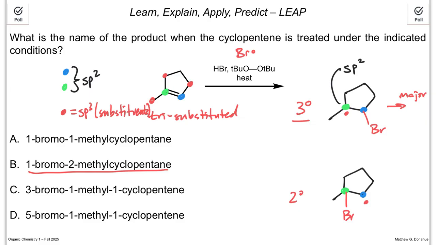Why do you choose the 3' over the 2'? Is it because the 3' is more stable? Yeah, the tertiary radical is going to be lower in energy, so more stable than the secondary. And so that's the one that's going to go on to react with HBr to get quenched to form the product.